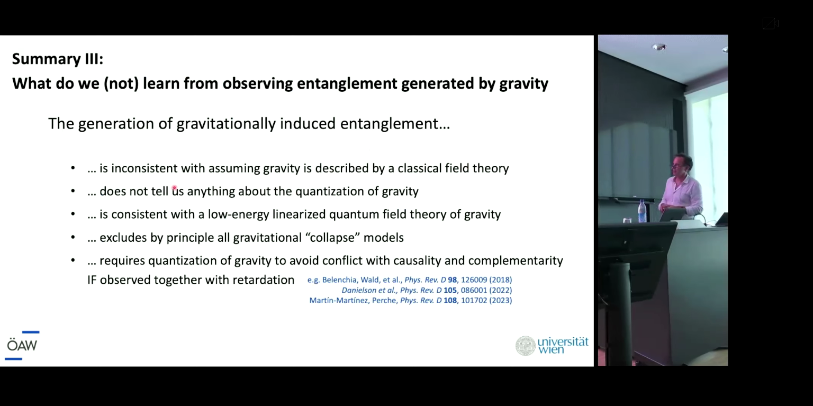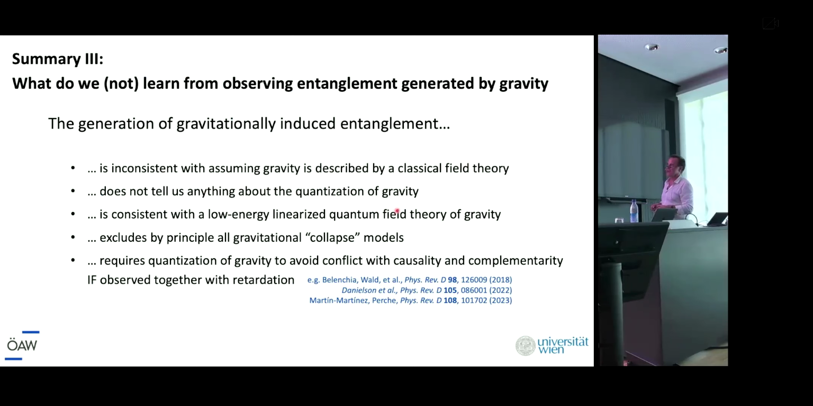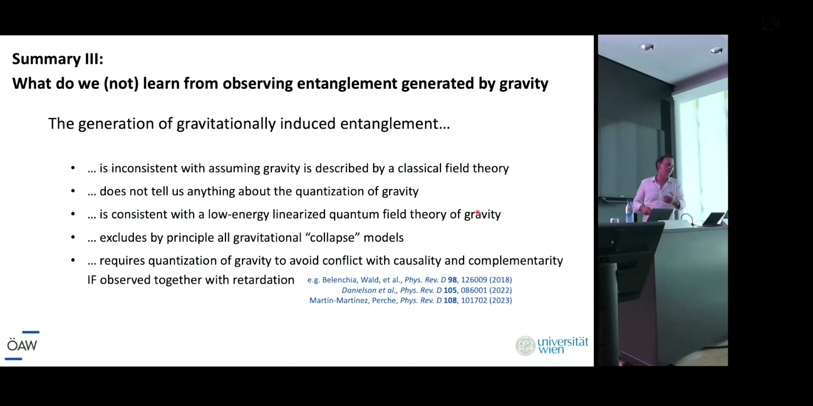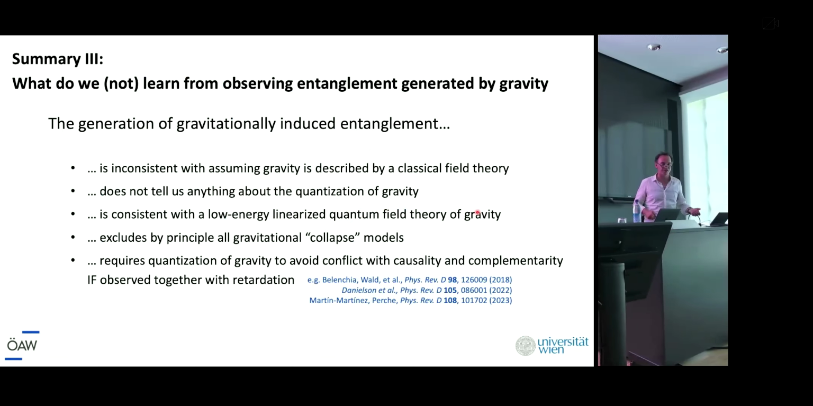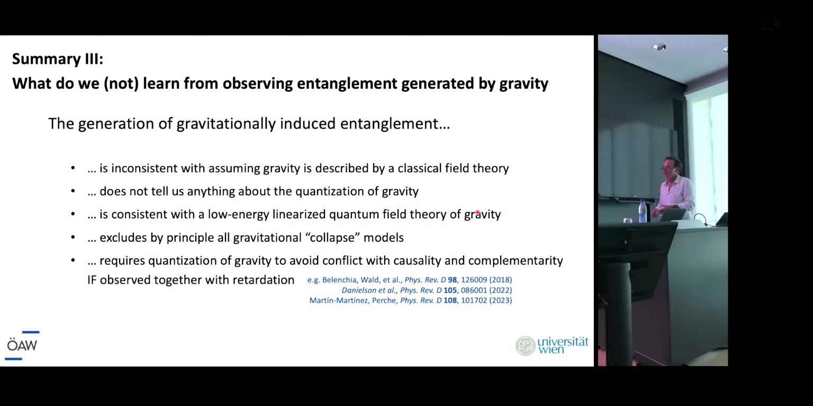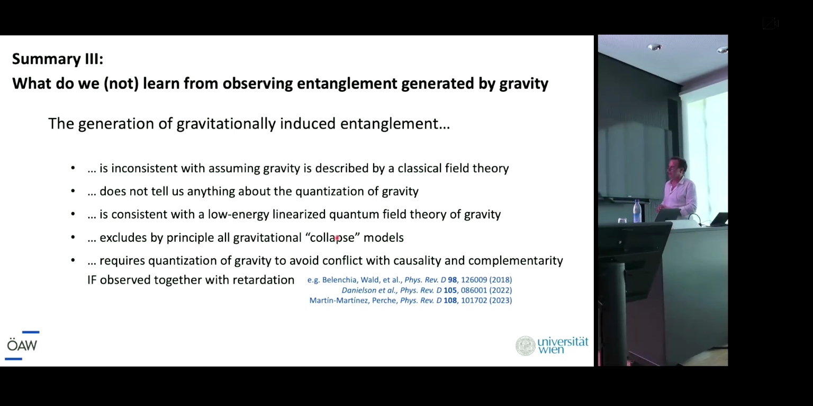It does not tell us anything about the quantization of gravity. If we see entanglement, it's likely consistent with a low energy linearized quantum field theory of gravity. But it does not tell you whether there exist gravitons, whether loop quantum gravity is correct, whatever, we don't know. It excludes by principle all gravitational collapse models.